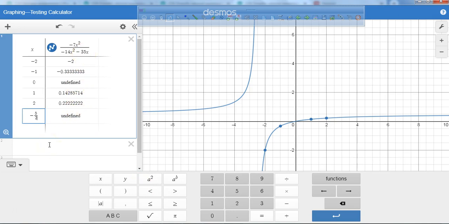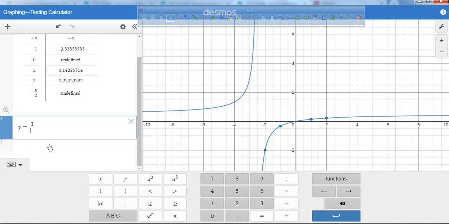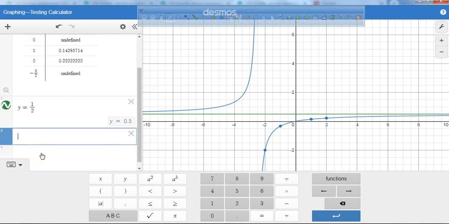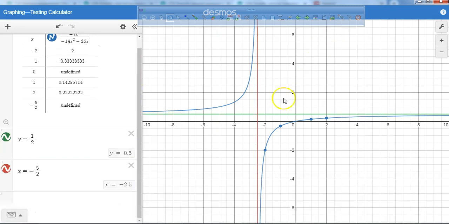Now, one of the things we're going to do is I'm going to show you guys what's called a horizontal asymptote. I'm going to go ahead and type it in. y equals 1/2. That's our horizontal asymptote. And we also have a vertical asymptote. Our vertical asymptote is actually at x equals -5 divided by 2. So we call this a vertical asymptote, and we call this a horizontal asymptote.